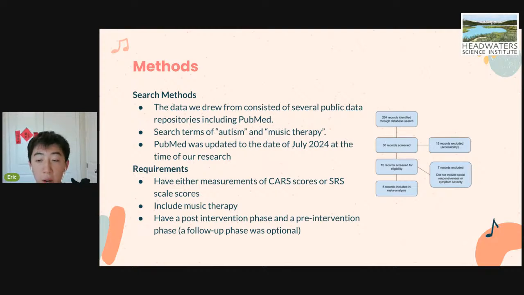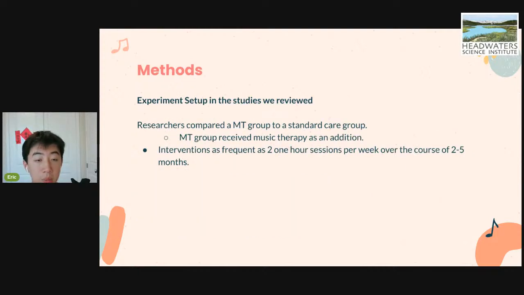And as you can see on the right, we do have a diagram showing our search methods. And for our sources, we required them to either have a measurement of CAR scores or SRS scores, and they also had to include music therapy, as well as a post-intervention phase with a score and a pre-intervention phase.